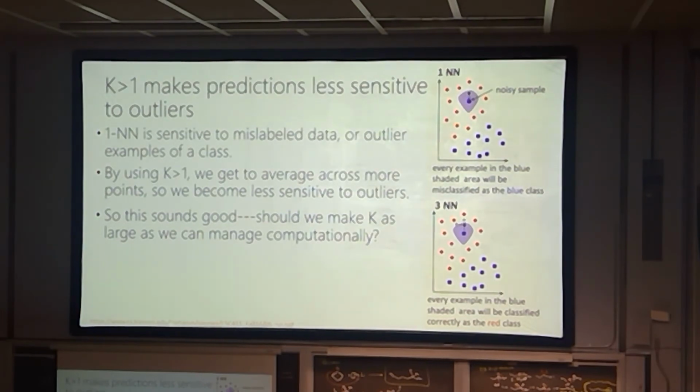Okay, so that's good. So should we just take k as large as we can computationally afford? Who can see a reason not to?